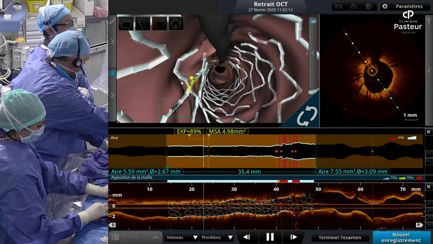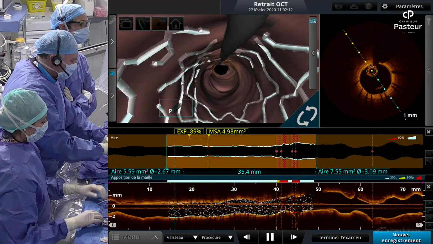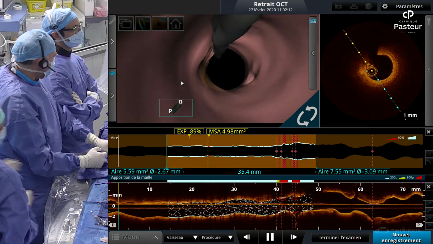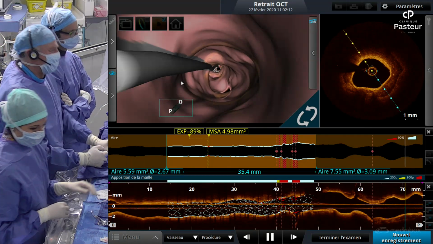But we can discuss it in the left main. In the left main, it's mandatory to perform a final endovascular imaging. But we are not doing it, aren't you?